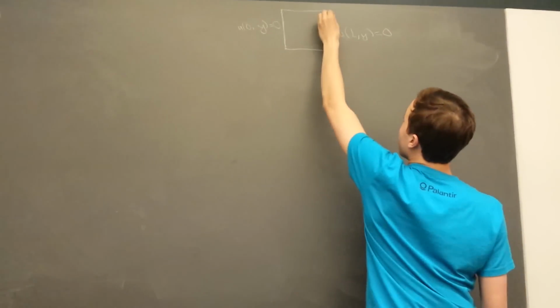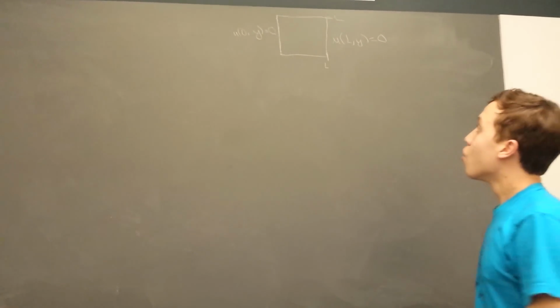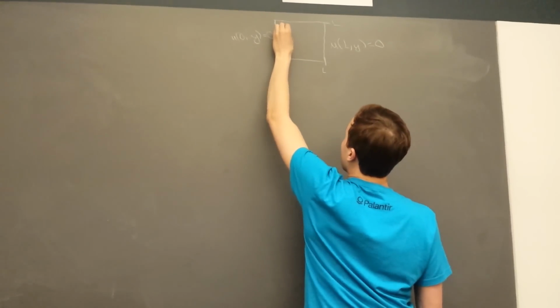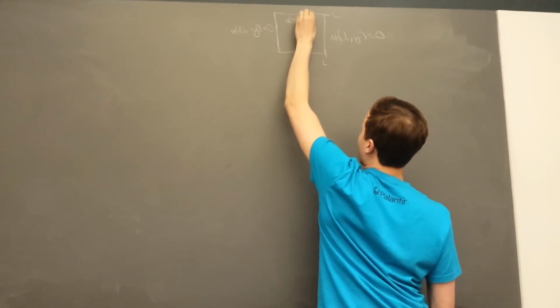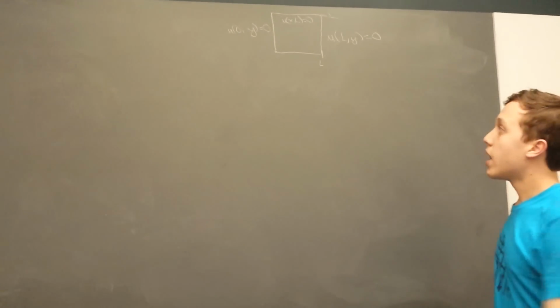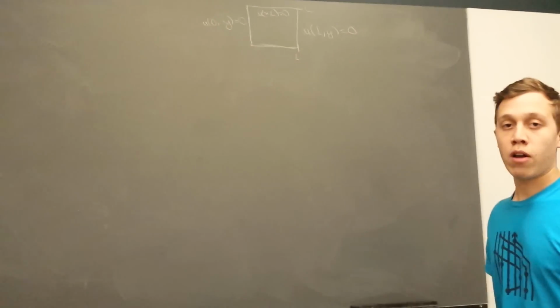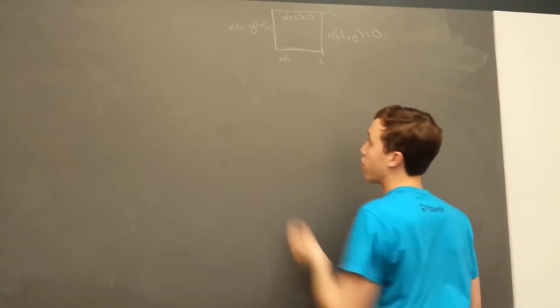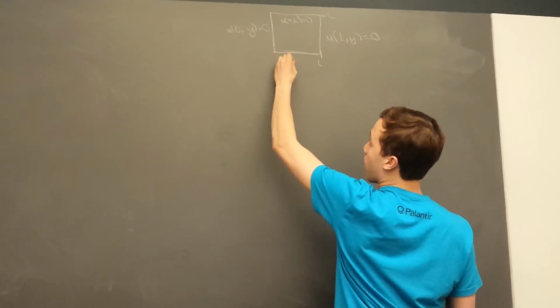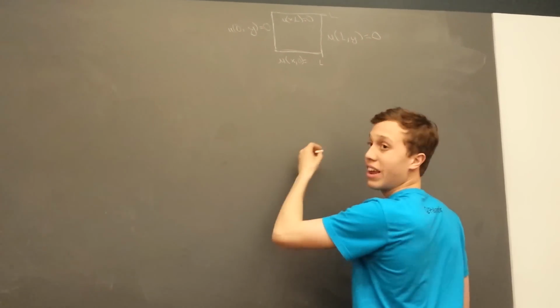If we set the top boundary limit equal to L as well, we can say that u of x comma L is also equal to 0. And finally, for our bottom boundary here, we'll set this boundary as our function boundary. So that means that u at this boundary, which is x comma 0, is equal to some function of x. Let's call it f of x.